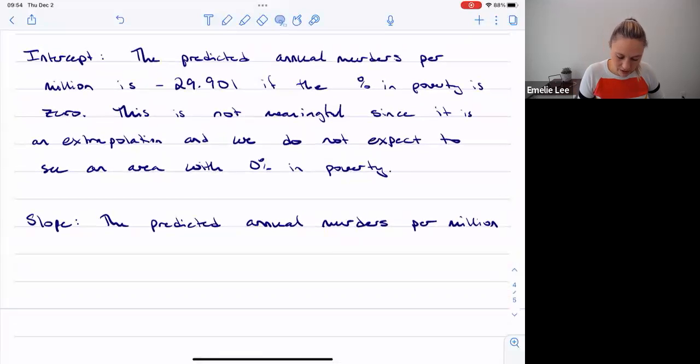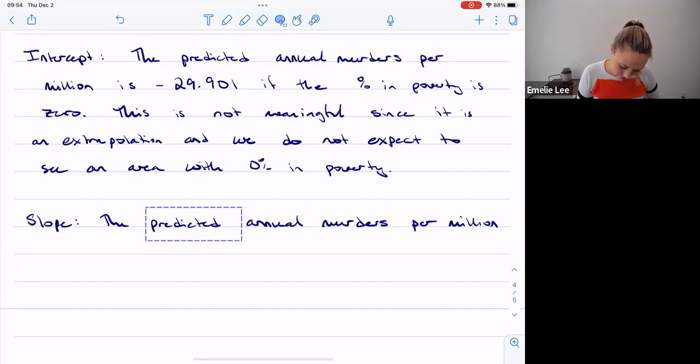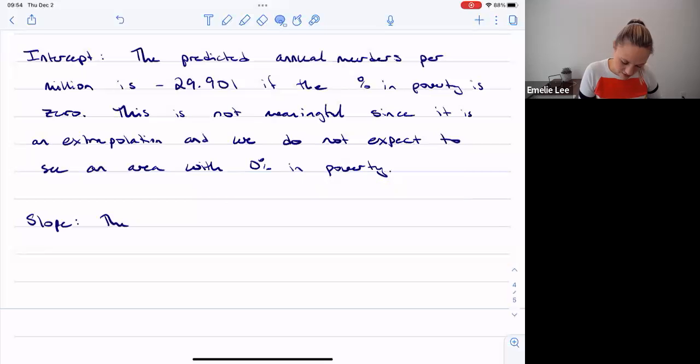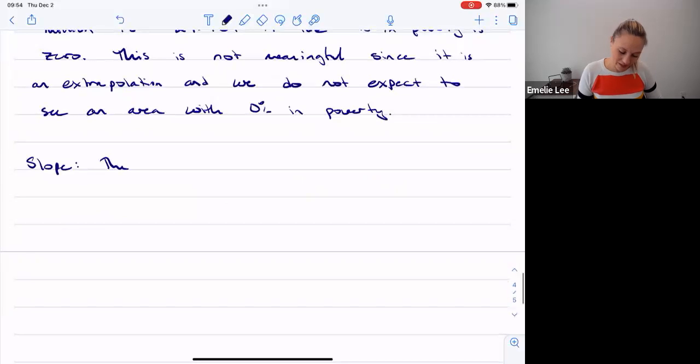Oh my gosh. I usually do the slope and then the intercept, and I guess I got caught on autopilot. Sorry, delete that. Delete it all.